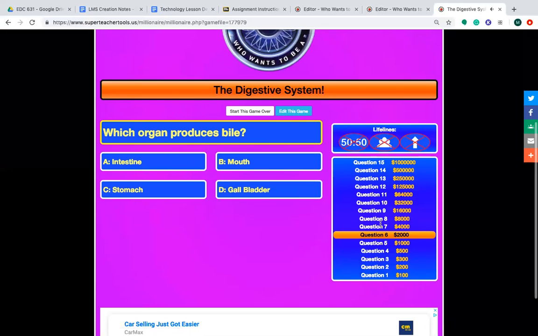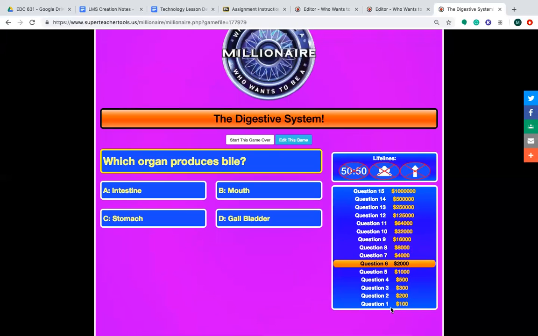And again, you would continue going up. You're on question 6, so you would continue going up to question 15. If, of course, at any point you get one wrong, you do go back down to question 1. So again, you're just re-reviewing all that material that you had up until that point.